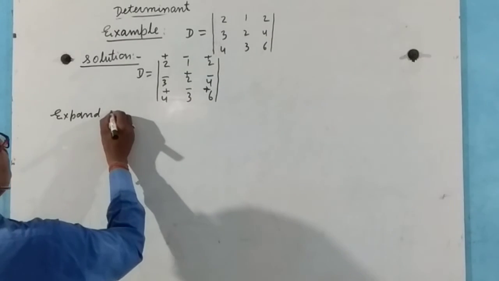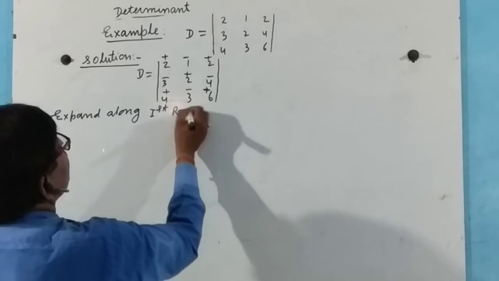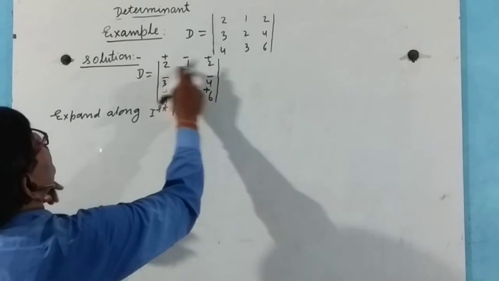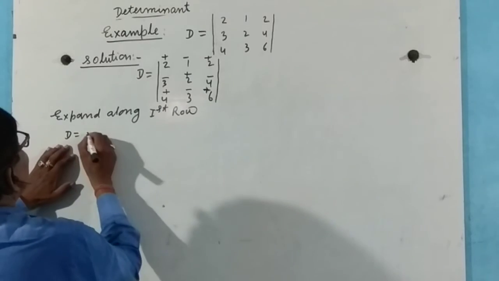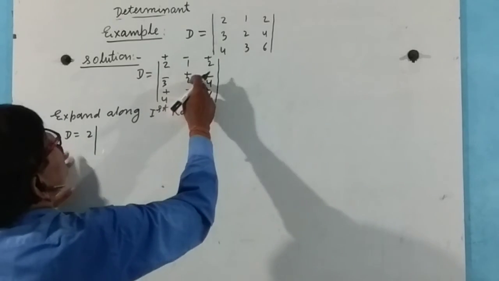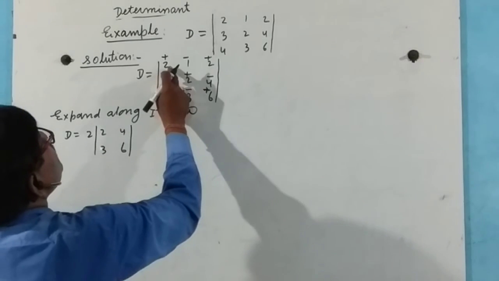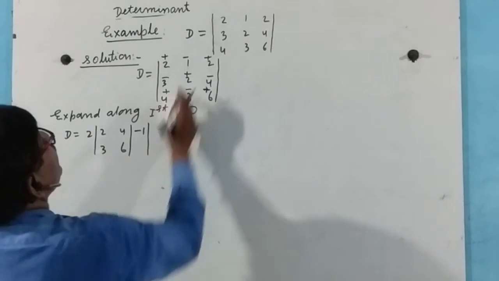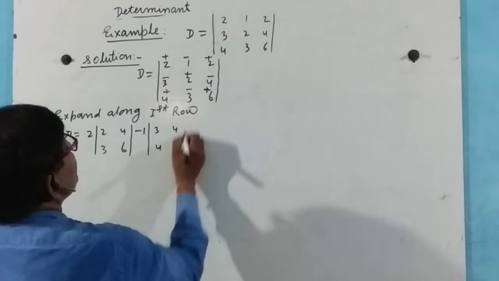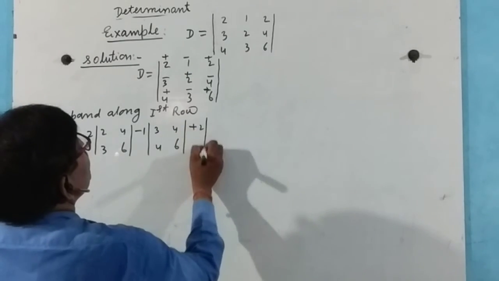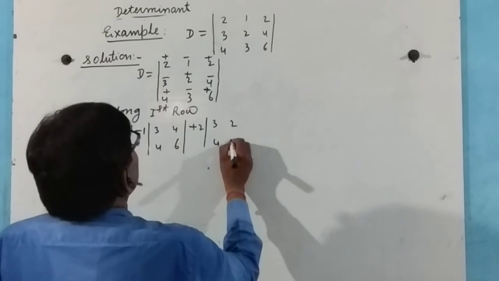Now expand along the first row. This is the first row, so that value of D equal to, this is a 2 deleting this and this, 2, 4 and 3, 6, plus minus 1 here, this and this, 3, 4, 4, 6, and plus 2 here, this deleting this, 3, 2, 4, 3.